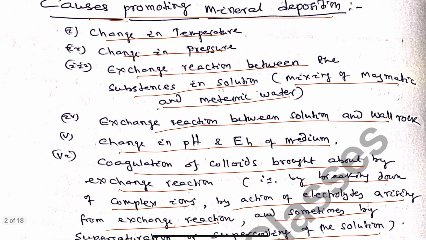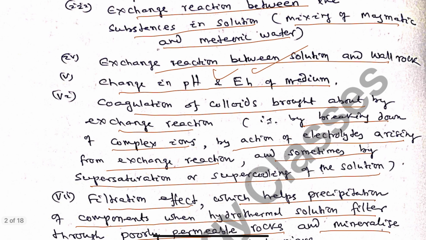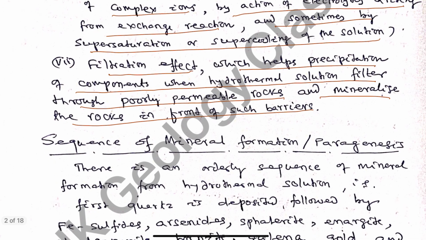So these are the factors that promote the mineral deposition. The major ones are temperature changes, pressure changes, the reaction between the country rock and the fluid, and change in pH and Eh of the medium. These are some of the important factors that control the mineral deposition from hydrothermal fluid in the cavities available in the host rocks.